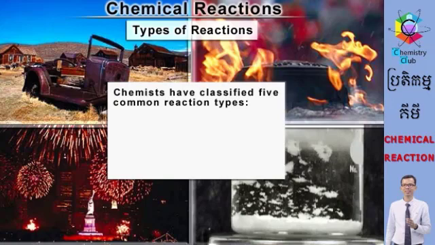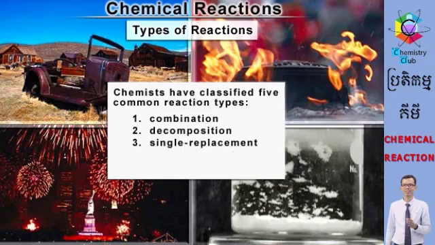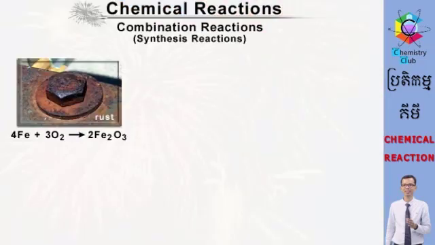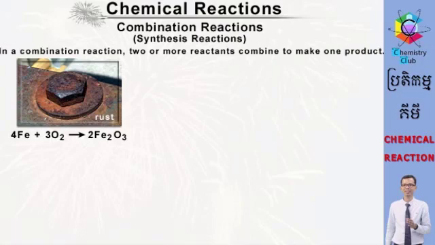The 5 reaction types are combination, decomposition, single replacement, double replacement, and combustion. Each type will be presented separately, starting with the combination reaction. You have already seen that iron combines with oxygen to produce rust, or iron oxide. In a combination or synthesis reaction, 2 or more reactants combine to produce one product.